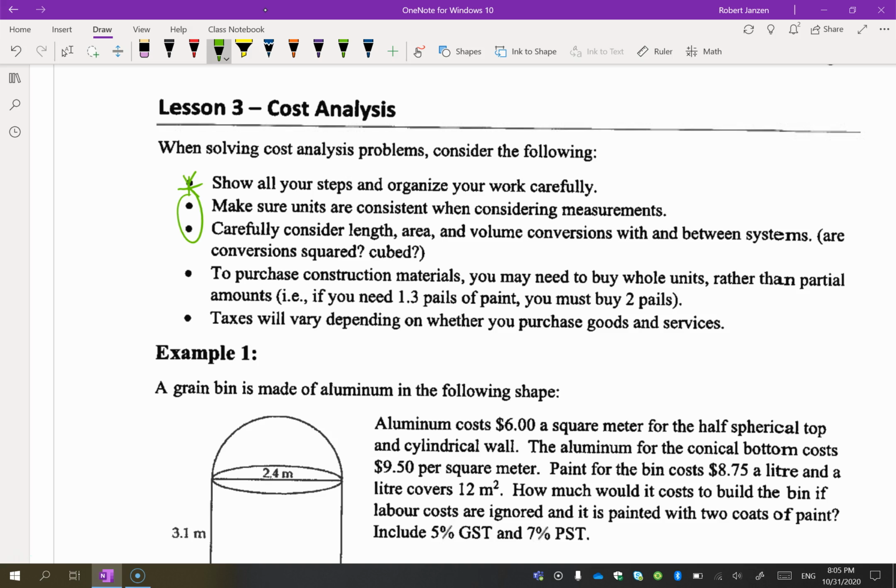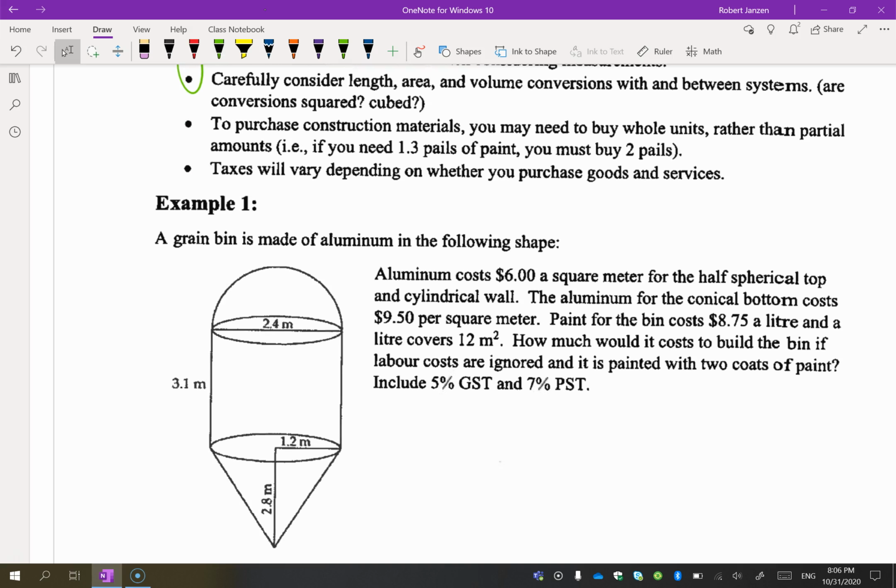Now, we've spent some time on that in the last lesson. That's going to come into play for sure. Okay, last thing, or last two things. When you purchase construction materials, a lot of times you can't just buy exactly what you need. You have to buy like a whole unit. Like you can't buy half a can of paint, or you can't buy just a few, say, ceiling tiles. You'd have to buy like a whole pallet or whatever it is. So you have to consider that when you're doing a question as well. And the last, make sure you're keeping track of taxes.